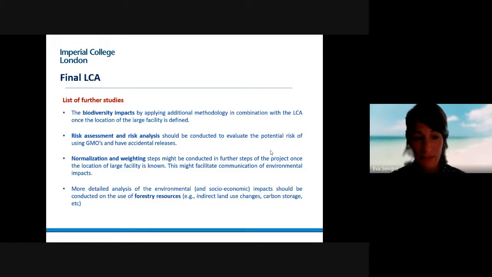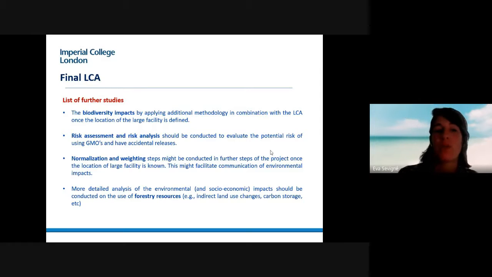All the stakeholders believe that the biodiversity impacts should be included into the LCA, or into the quantification of the environmental impacts. But because we didn't know the location, it was very difficult to quantify how we are going to affect the biodiversity in the forestry surrounding. Once we have the location, it would be easier to calculate the biodiversity impacts. And also because in life cycle assessment the impact categories for biodiversity are currently under development, we thought that we will evaluate the biodiversity impacts using an additional methodology in combination with the LCA.